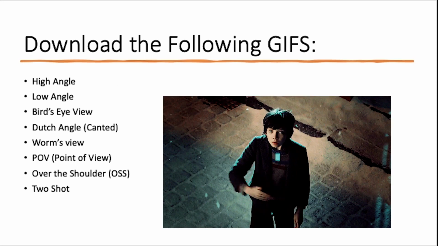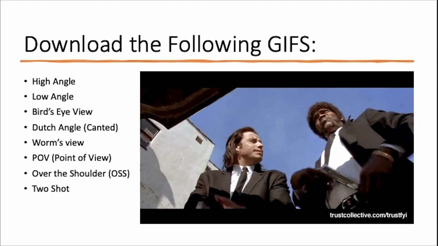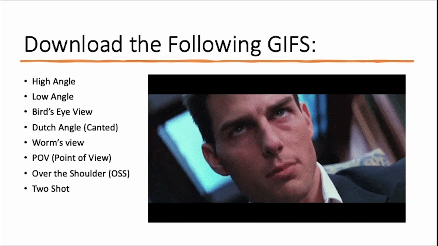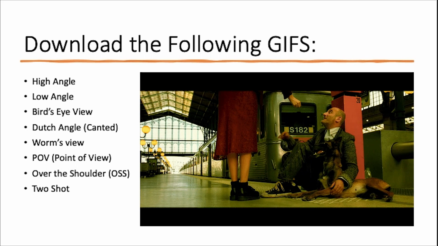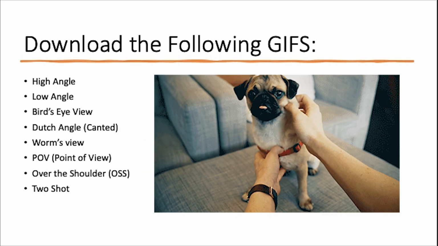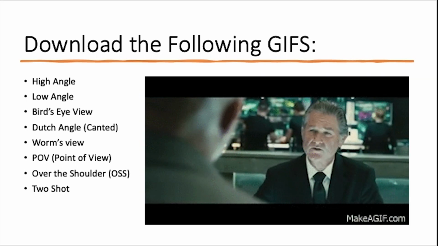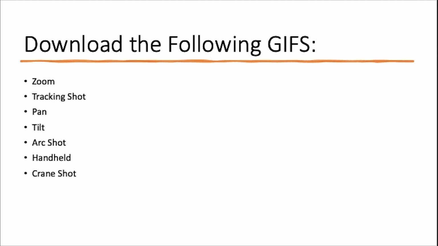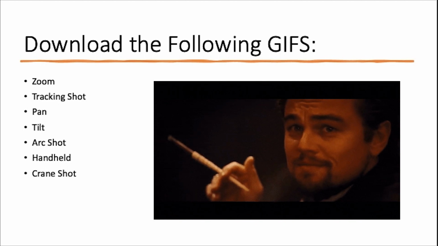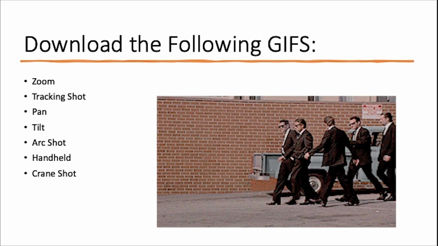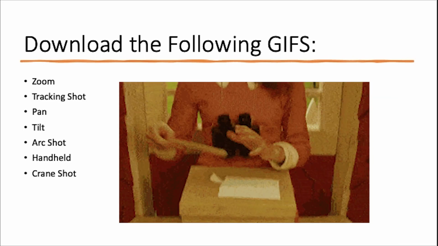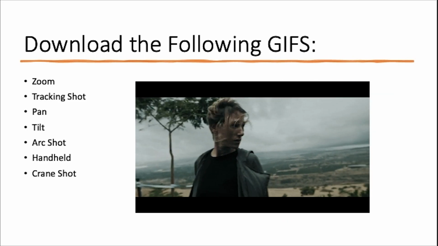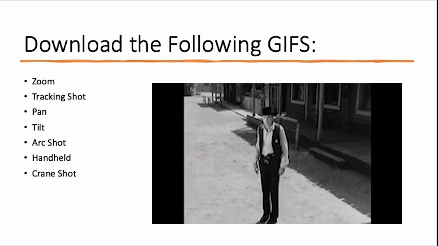Next, you're going to need a high angle, a low angle, a bird's eye view, a Dutch angle or a canted angle, a worm's view, a point of view shot, an over-the-shoulder shot, and a two-shot. Next, you need to download the following camera movements: a zoom, a tracking shot, a pan, a tilt, an arc shot, a handheld shot, and a crane shot.